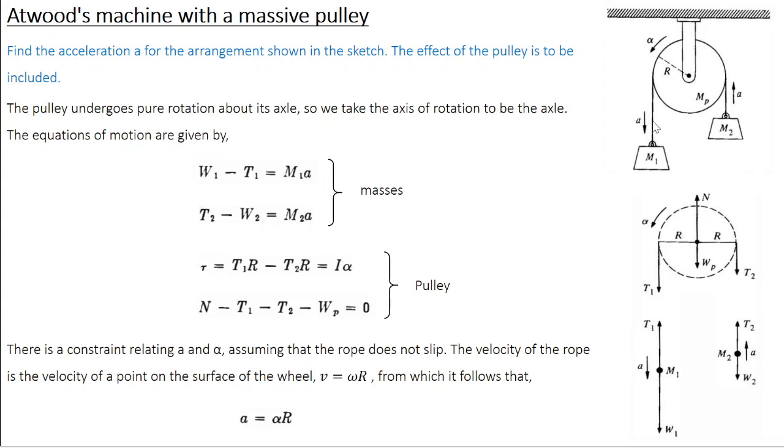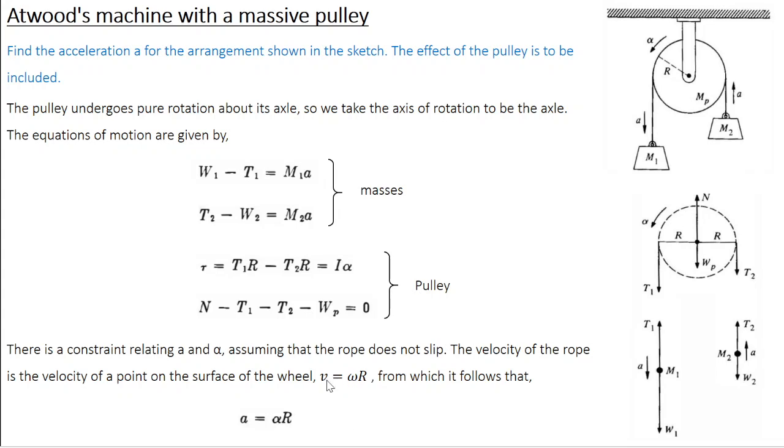I can also write down a constraint equation connecting angular acceleration alpha and linear acceleration A, because we know that the entire system is connected through a rope, right? So as long as the rope doesn't slip, the velocity of the rope is nothing but the velocity of a point on the surface of the pulley. Okay, so let's say velocity V equal to omega into R, where R is the radius of the pulley, omega is the angular velocity.